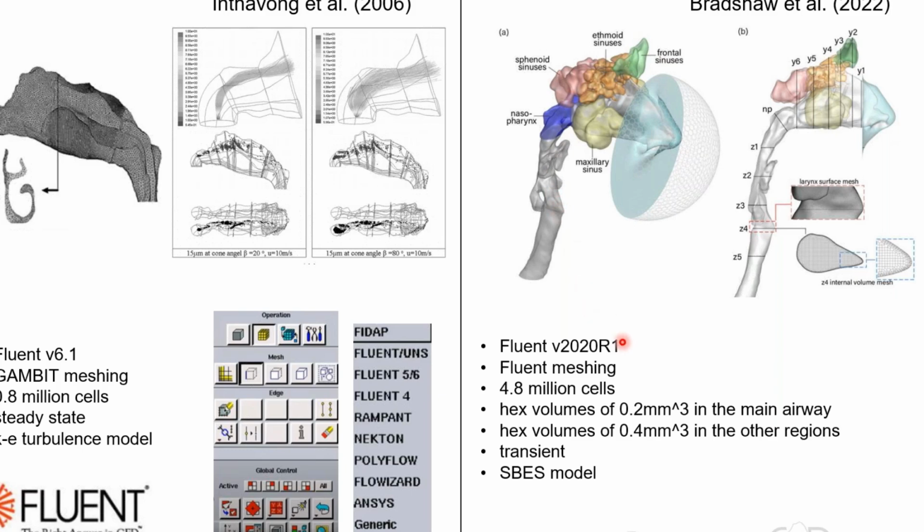The software has also changed, so we've shifted from Gambit meshing to Fluent meshing, and now we're looking at 4.8 million cells. It's a polyhex core, and the internal hex cells have a minimum volume of 0.2 millimeters cubed in the main airway, and in regions where there isn't much airflow, we can then bump that up to 0.4. The work is transient, and then we apply the SBES model.